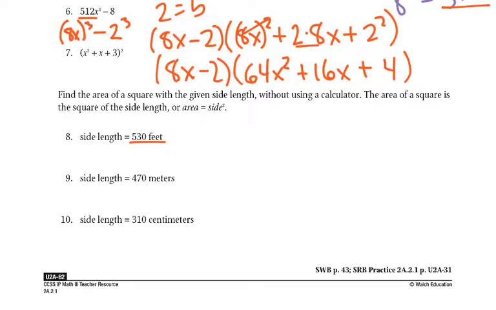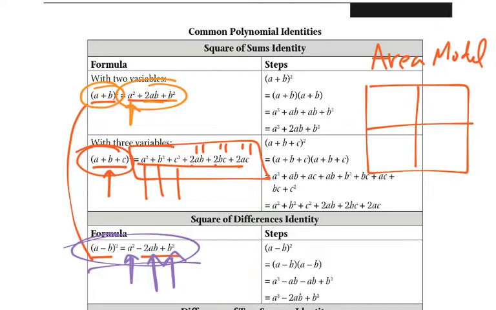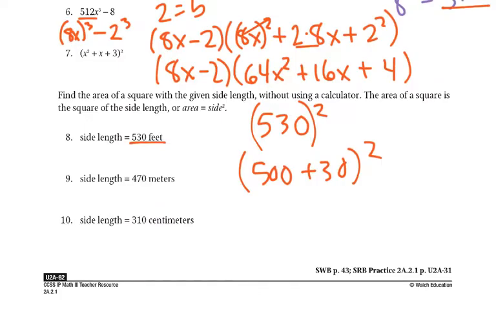So, I look at 530. Okay, so it's 530 squared. Well, couldn't I split that up into 500 plus 30 squared? Then wouldn't it look like this one right here? So I could simplify it using that. Yeah, that's essentially what we want you to do.